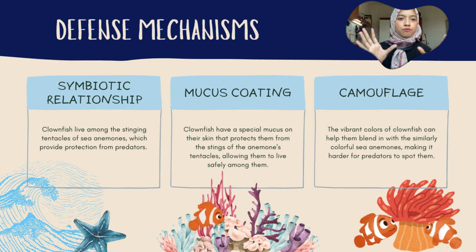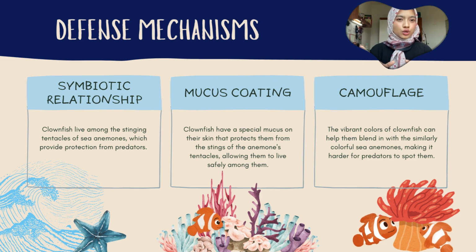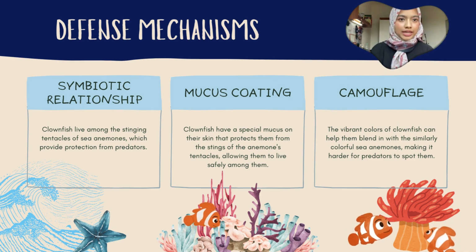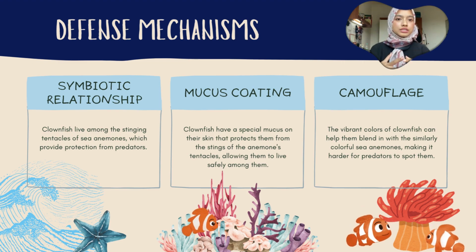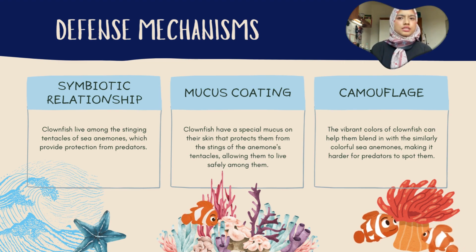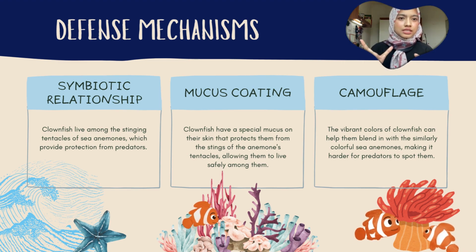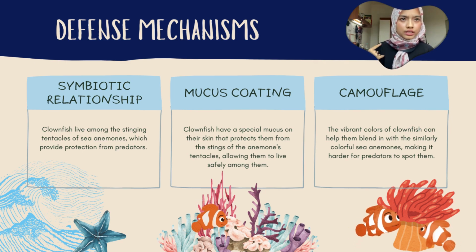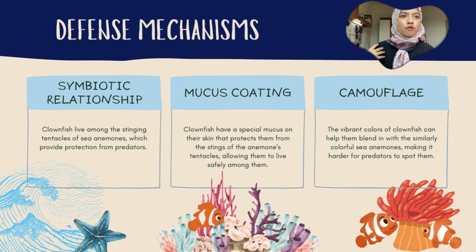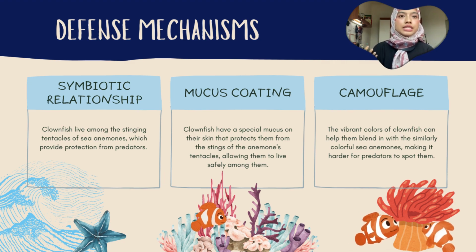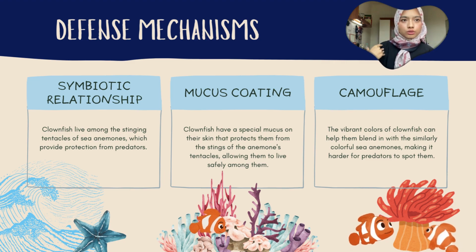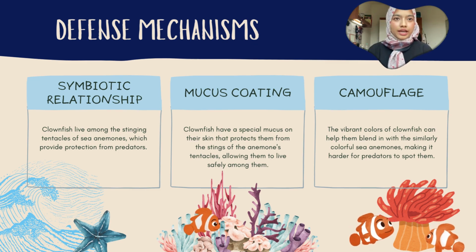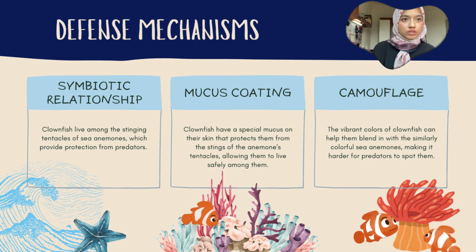Sea anemones have poison on their tentacles, so they can protect clownfish from predators. Next is mucus coating. Since they live in poisonous sea anemones, clownfish have mucus coating them to protect them from the sting of the anemone's tentacles, so it allows them to live safely among sea anemones. Not only that, it also can camouflage.